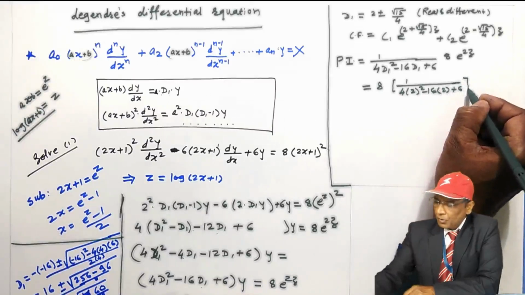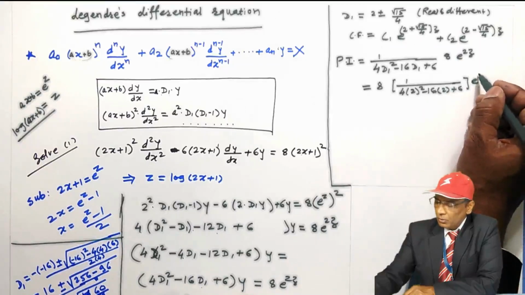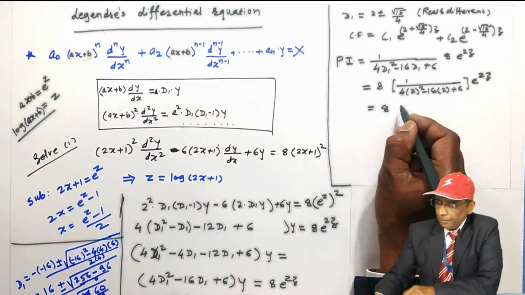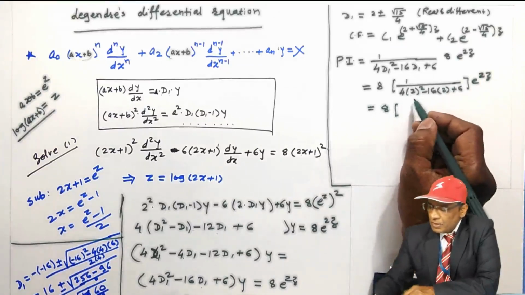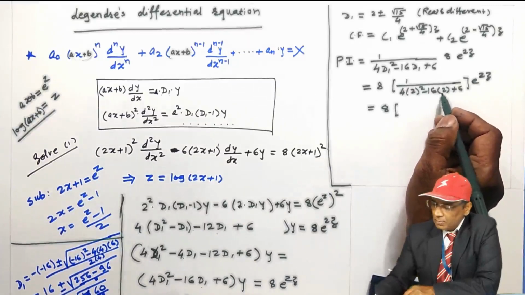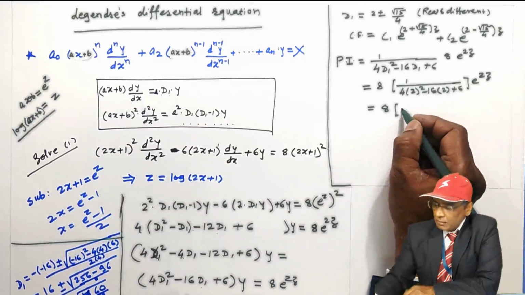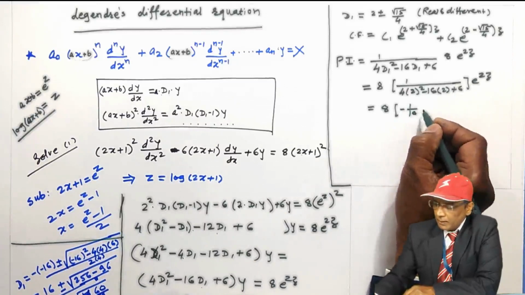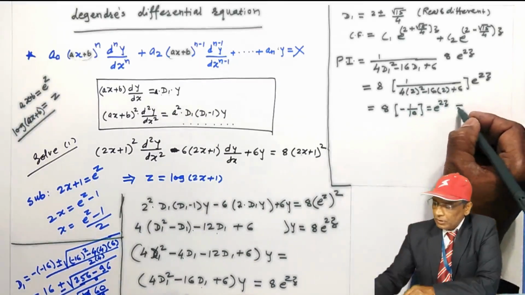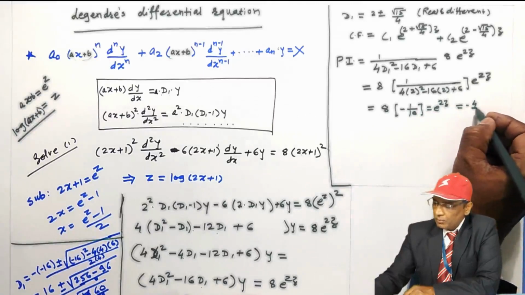Right? On e to the power 2z we have operated the operator. 8, 16 minus 16 is 0, and minus 16 plus 6 is minus 10, minus 1 by 10, directly writing. Now this is minus 4 by 5 e to the power 2z.